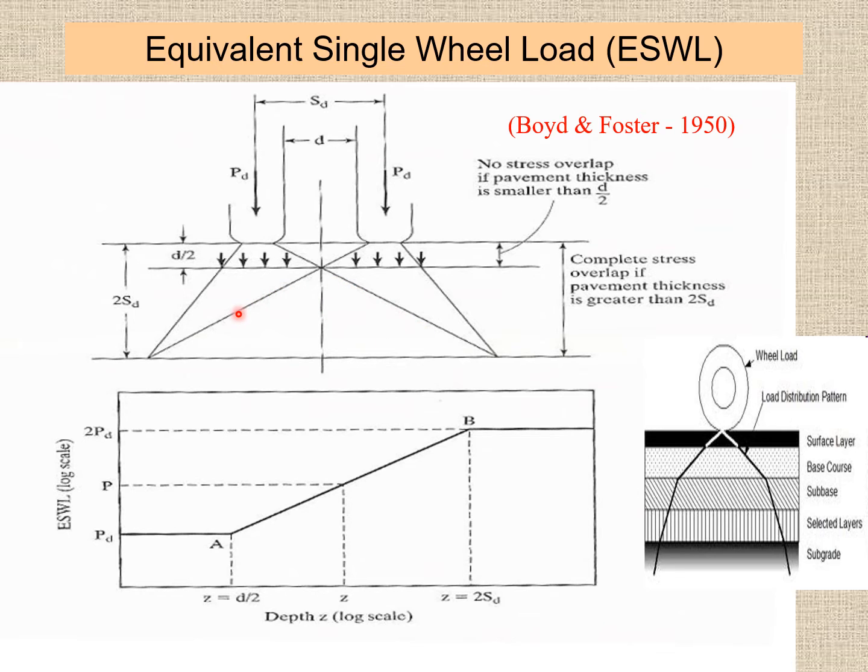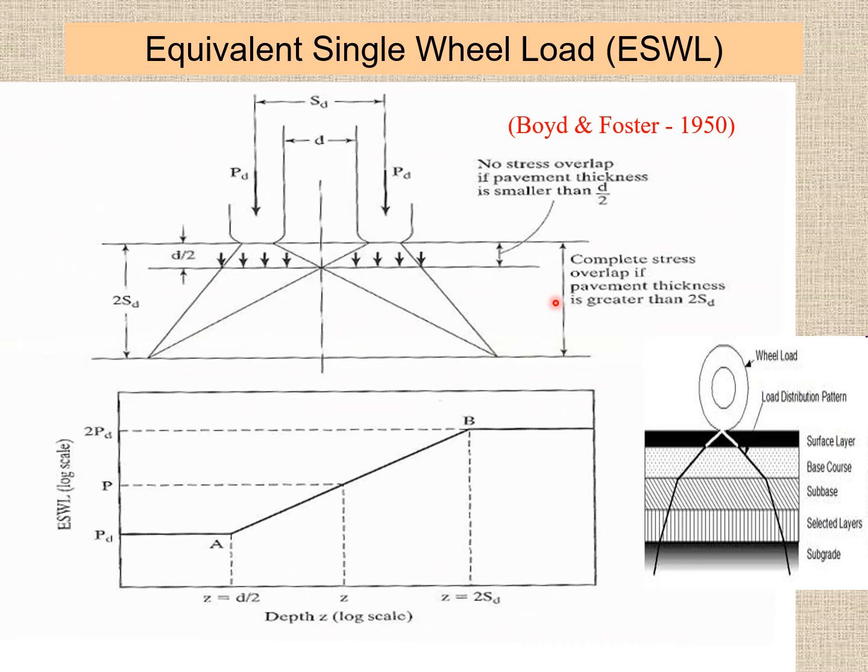And you can see that there is a complete overlapping of the stresses at this particular level, and this is equal to 2 times S sub D. And you know S sub D is the center to center distance between the wheels. So it means you have at this particular level the complete stress overlap if the pavement thickness is greater than 2 times S sub D.